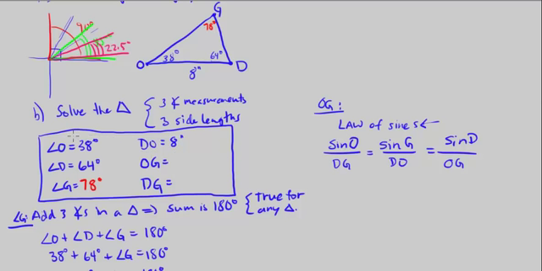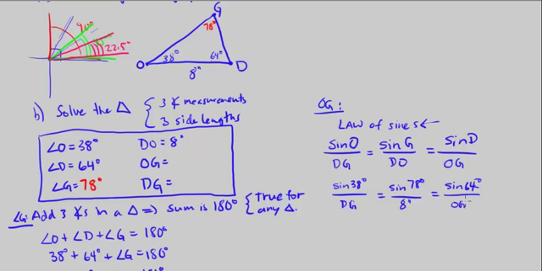So angle O, let's substitute in what we know, is 38 degrees. DG, we don't know yet, so let's just leave it as DG. Sine of G, G we know is 78 degrees. DO, well, DO we know is 8 inches. And D is 64 degrees. And OG we do not know yet, so I'll just leave it as OG. Okay, so to find OG, we have three expressions that are equal to each other.